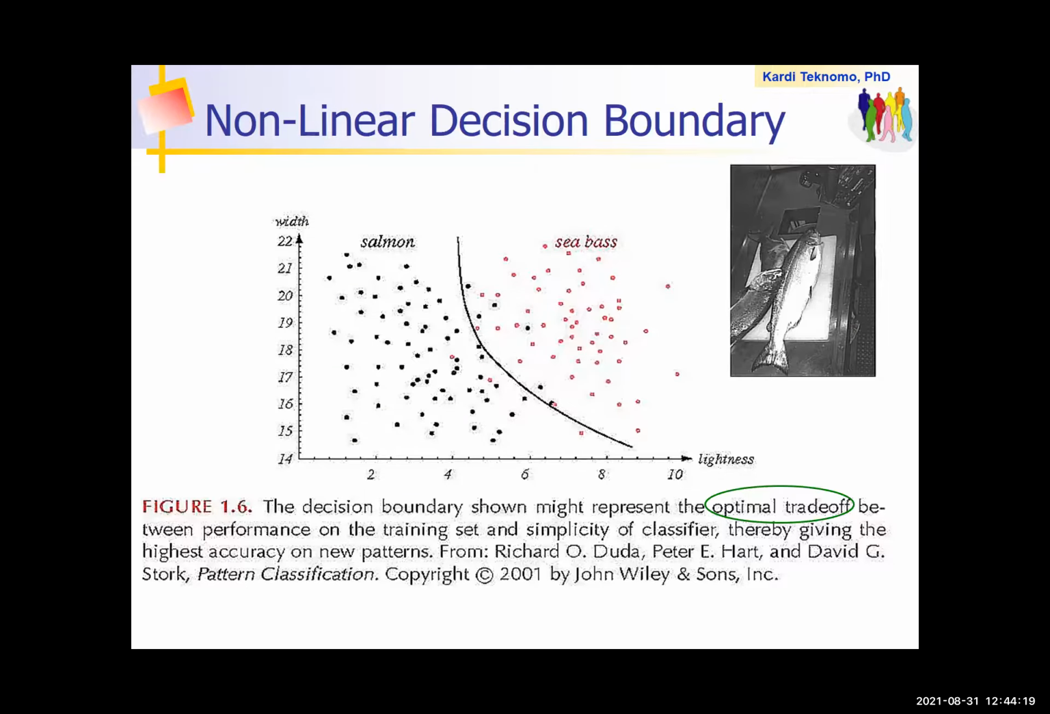So then we can improve. Instead of linear, we can use non-linear, in this case, quadratic. And you will have fewer errors. And this is probably the optimal trade-off of the model that you will use for the decision boundary.